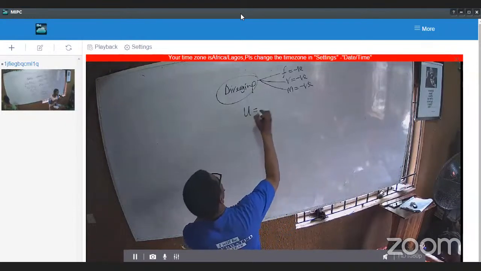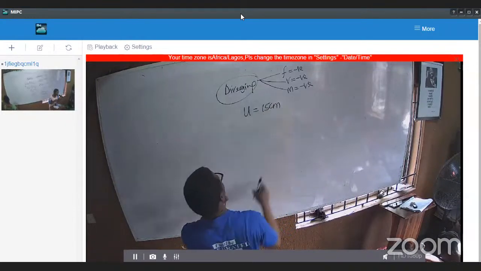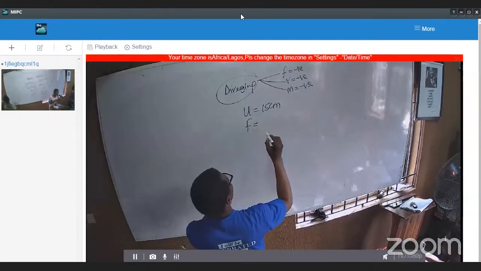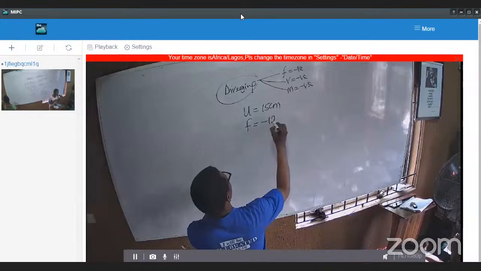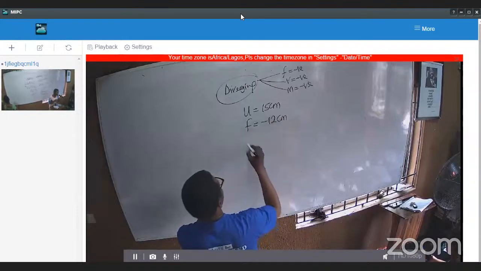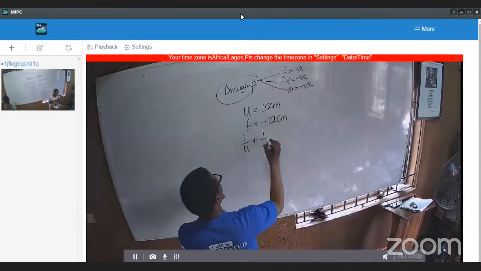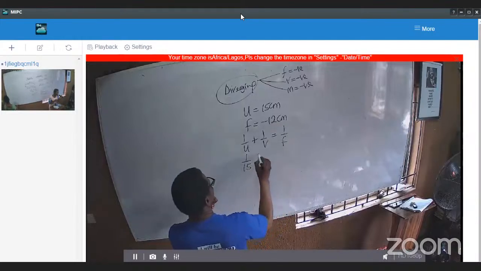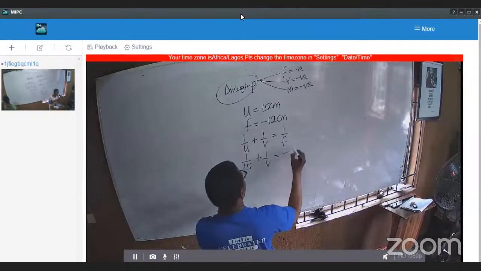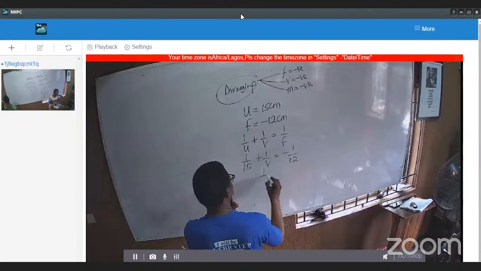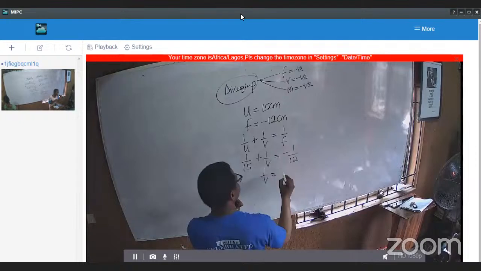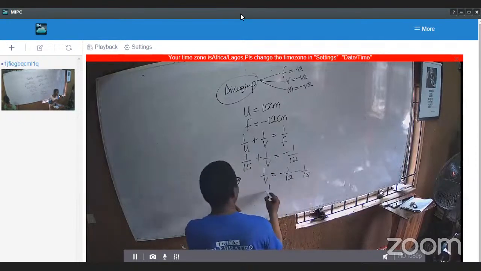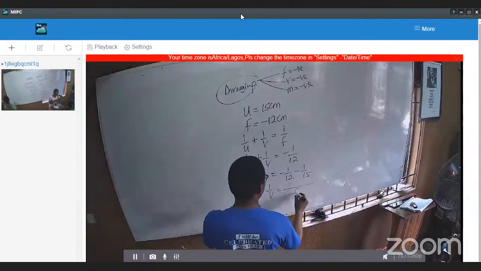That's our U, 15. U is always positive. Focal length, what? Minus 12. So that's it: 1 over U plus 1 over V equals 1 over F. 1 over 15 plus 1 over V equals 1 over minus 12. Please don't tell me I've forgotten again. Those three. The only way of remembering that is to solve many questions. Practice before the exam.